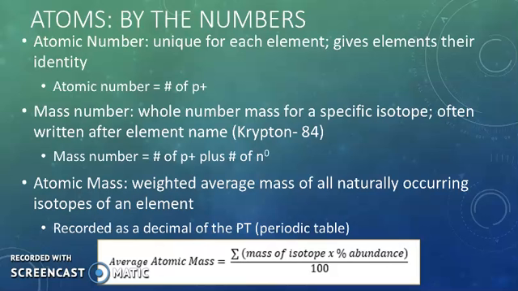We have our mass number, which is the whole number mass for a specific isotope. It's often written after the element name, like krypton 84. The mass number would be 84 for that krypton isotope. The mass number is equal to the number of protons plus your number of neutrons.